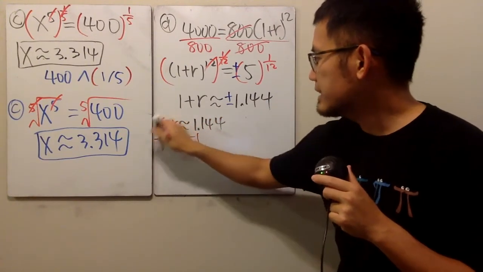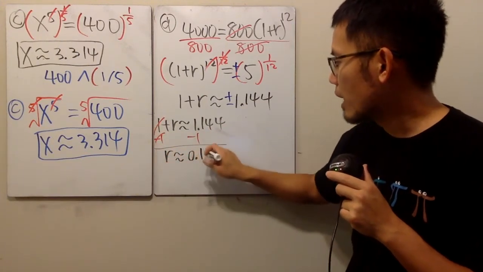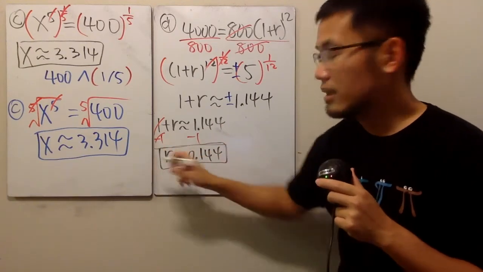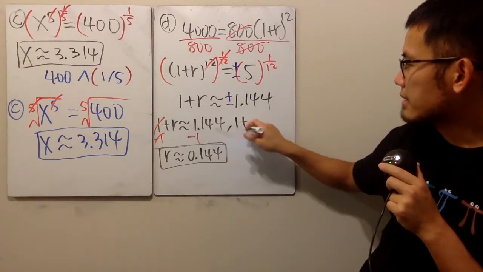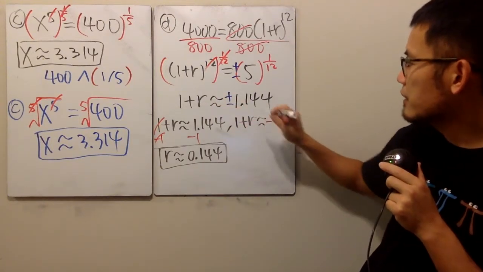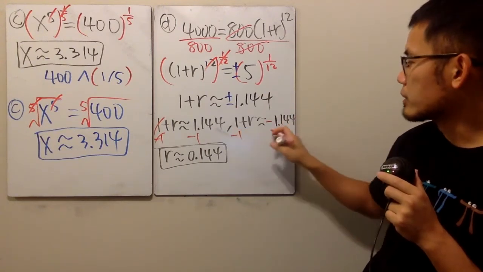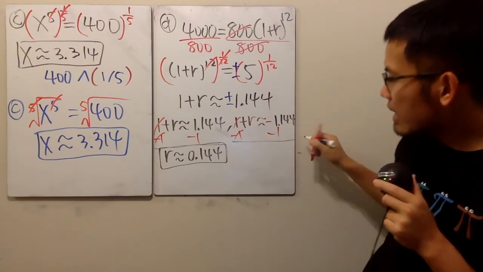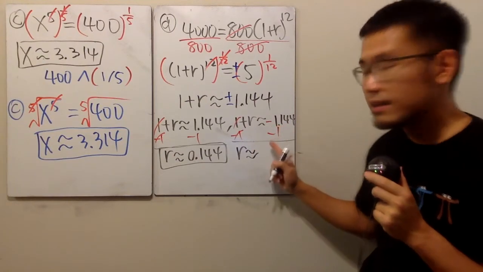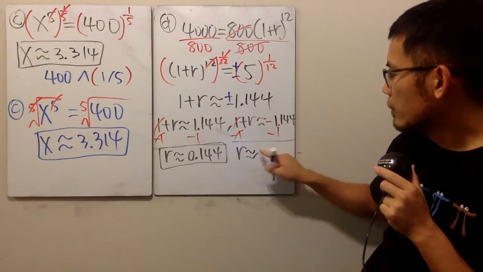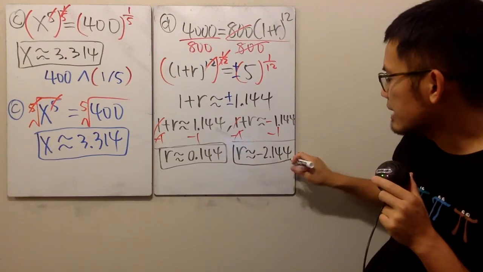Minus 1 on both sides, they cancel, and we get r is approximately 0.144. And this right here is it. Secondly, right here, I have 1 plus r is approximately negative 1.144. Well, here we subtract 1 on both sides, cancel, and then we end up with r is approximately negative 1.144 minus 1, we get negative 2.144 like this. And with that, we are done.